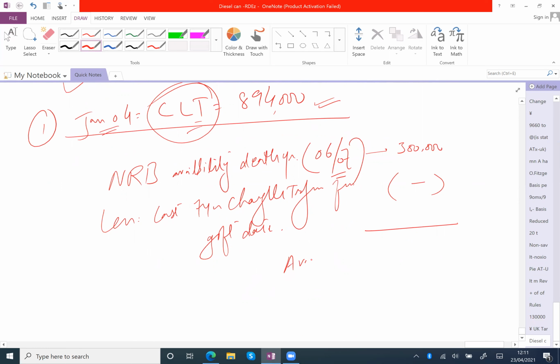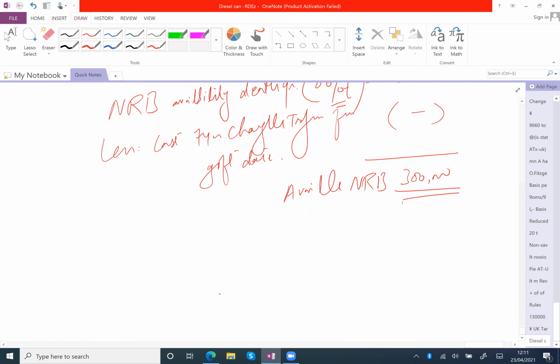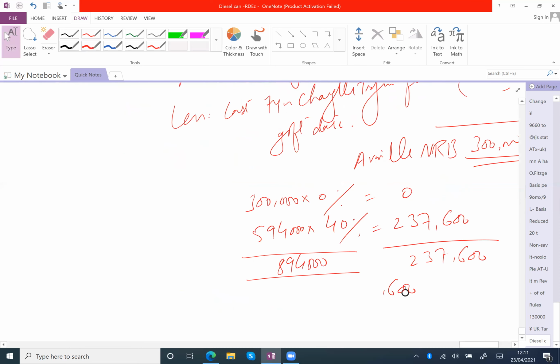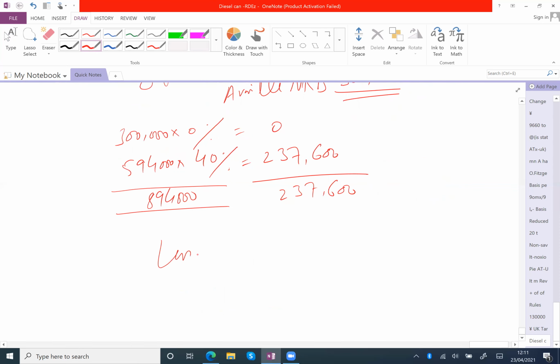So available NRB is 300,000 full. Now pay the death tax on 894,000, out of which up to the nil rate band 300,000 the rate is 0%, which is equal to 0, and the remaining balance 594,000 at the rate of 40% because the death rate is 40%. So 237,600 is your death tax on the CLT, and this death tax will be reduced by the taper relief.